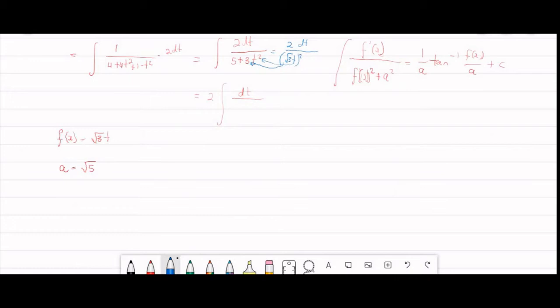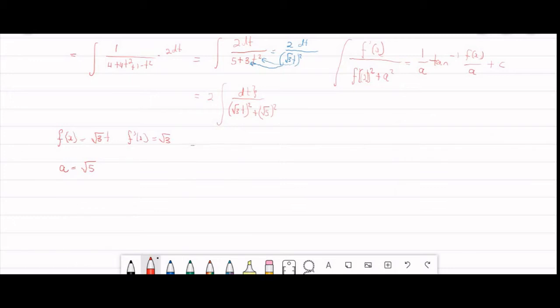So I can rewrite it as the square root of 3t, squared, plus the square root of 5, squared. Now we have something like this. But if you check here, we don't have f prime at x. So the derivative of f at x, which is f prime x, will be equal to the square root of 3.